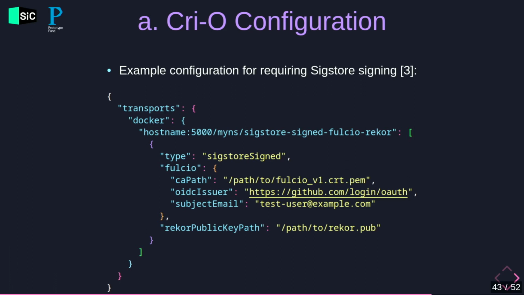And then we just give the information that is needed to actually check the image. So in our case, we say we want to have a Sigstore signed image to be checked, or we want to check for a signature from Sigstore. Then we have to give the Fulcio information. In our case, that's the path of the certificate, which OIDC was the issuer of the token, and the subject that is part of the certificate. And we have to give the public key path from the Rekor. And that's actually it from a container runtime point of view.